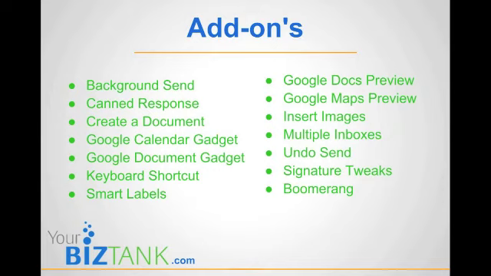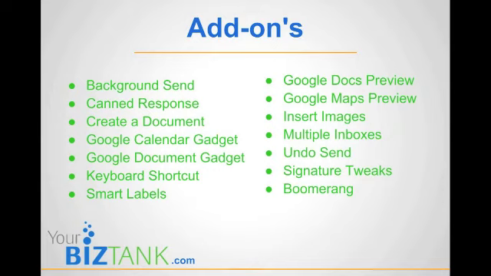The next one is keyboard shortcuts, where you can determine what your keyboard shortcuts are, so you can customize that a little bit. Also, smart labels. This is one where you can determine where emails go, kind of like filtering, but a little bit more advanced. The next one, we're going to go to the right-hand column now. Google Docs Preview and Google Maps Preview essentially do the same thing, for Google Docs and Google Maps. Inside an email, if somebody forwards you a document or shares a Google Doc with you, it will show up as a little preview inside your email.